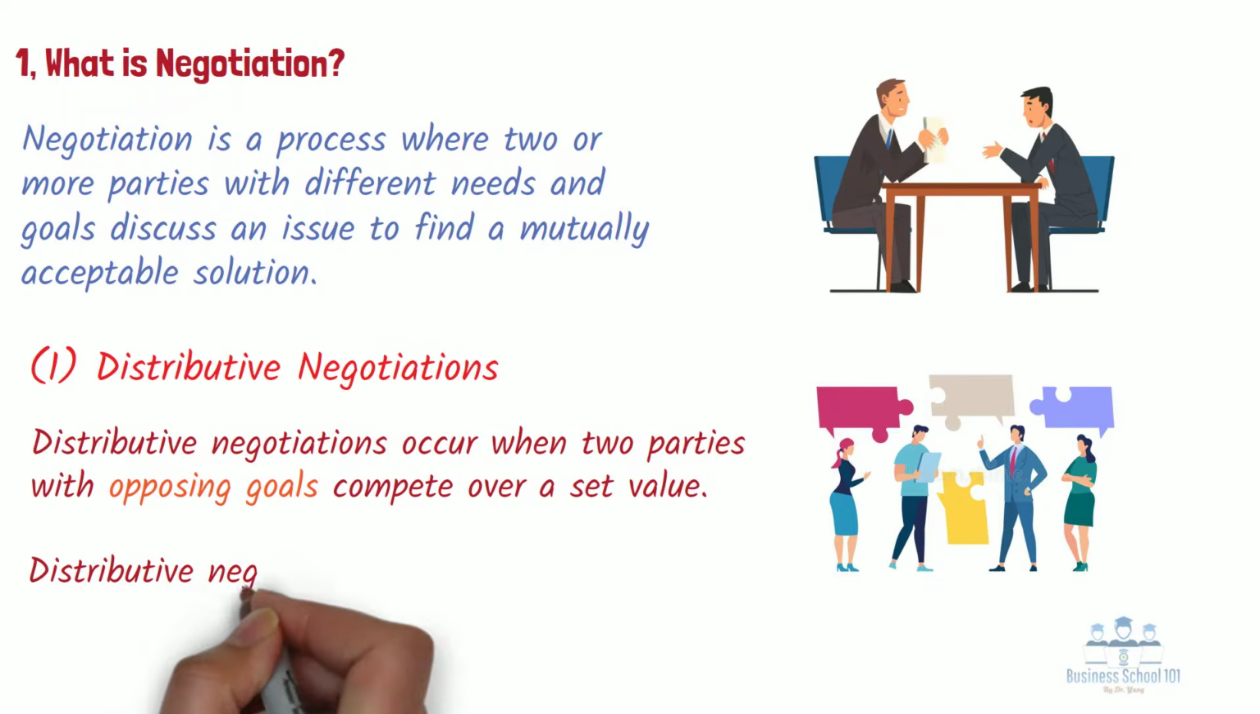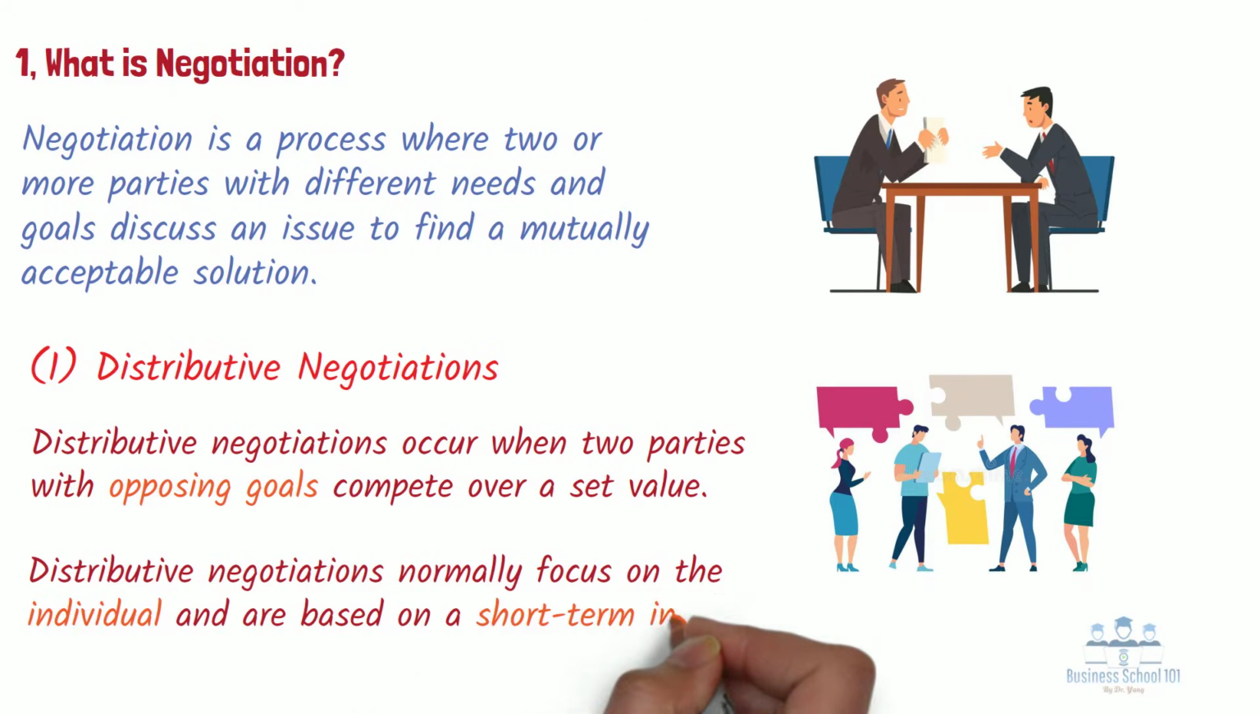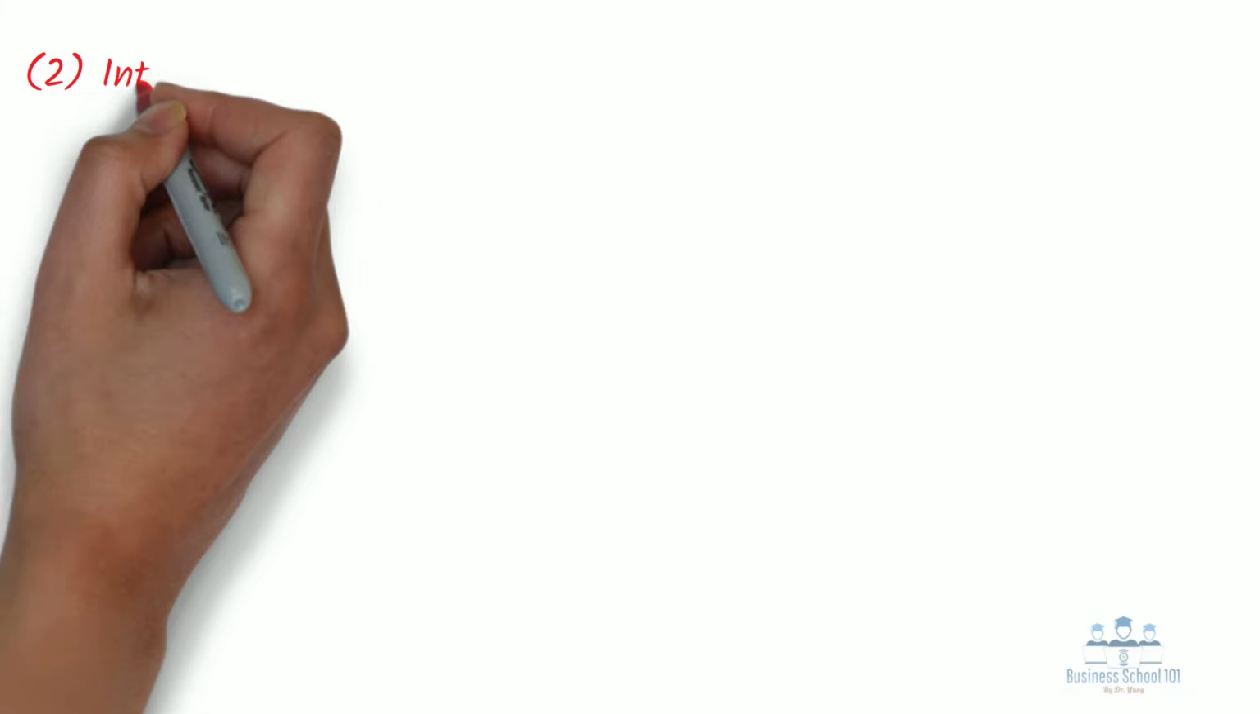Participants of distributive negotiations normally focus on the individual and are based on a short-term interaction. More often than not, the individuals involved are not friends, or at least their personal relationship is put aside in the matter. Information also plays an important role, since you do not want to expose too much and be vulnerable to counterattack. Second, interactive negotiation.